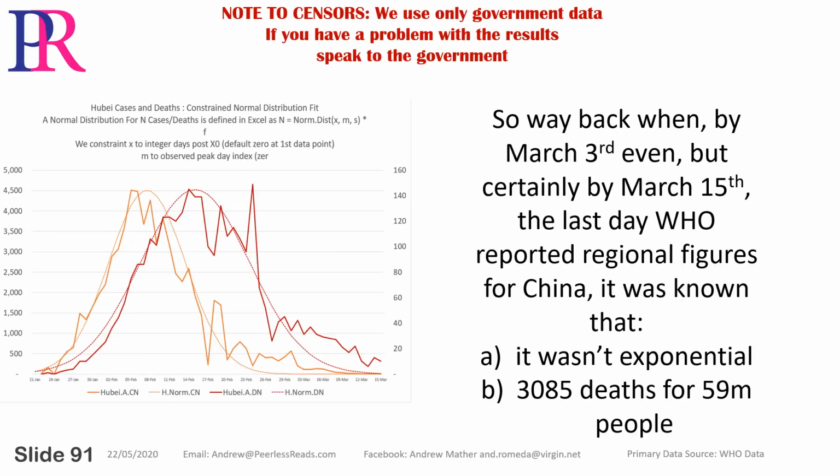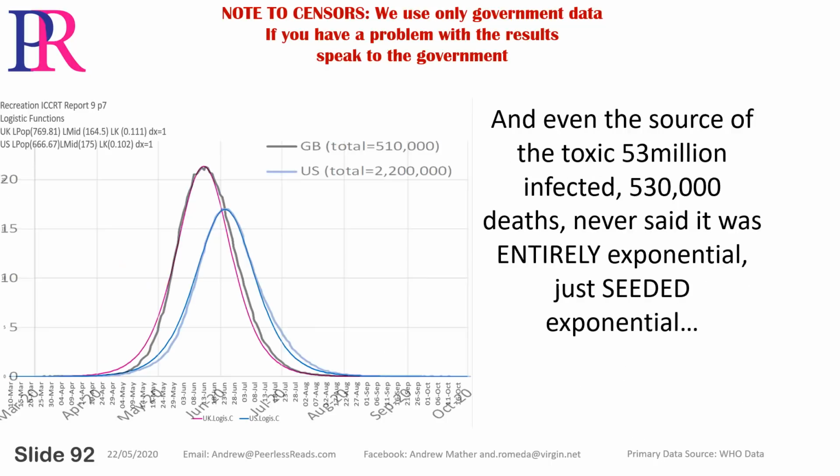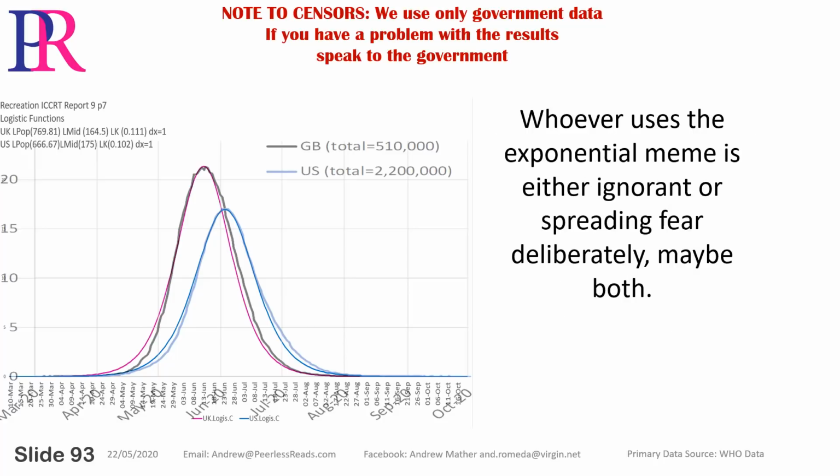So way back when, by March 3rd even, but certainly by March 15th, the last day the World Health Organization reported regional figures for China, it was known that it wasn't exponential: 3,085 deaths for 59 million people. And even the source of the toxic 53 million infected, 530,000 deaths, never said it was entirely exponential, just seeded exponential. Whoever uses the exponential meme is either ignorant or spreading fear deliberately, or maybe both.